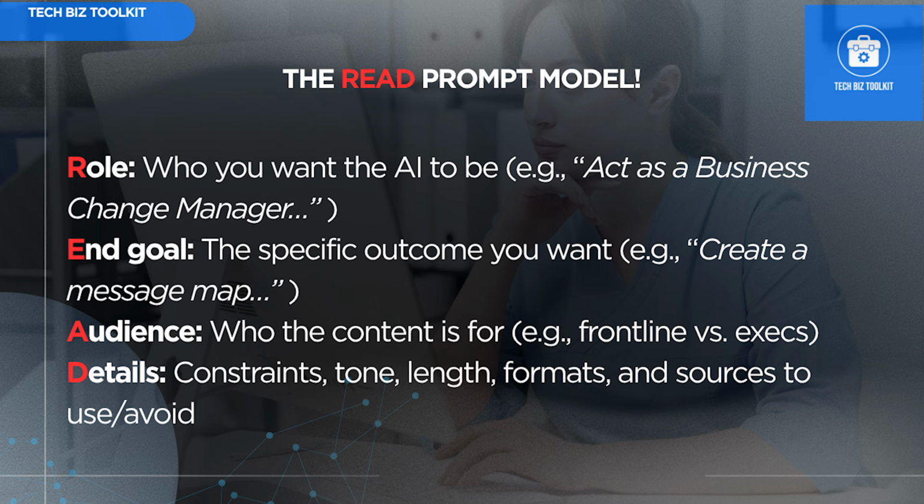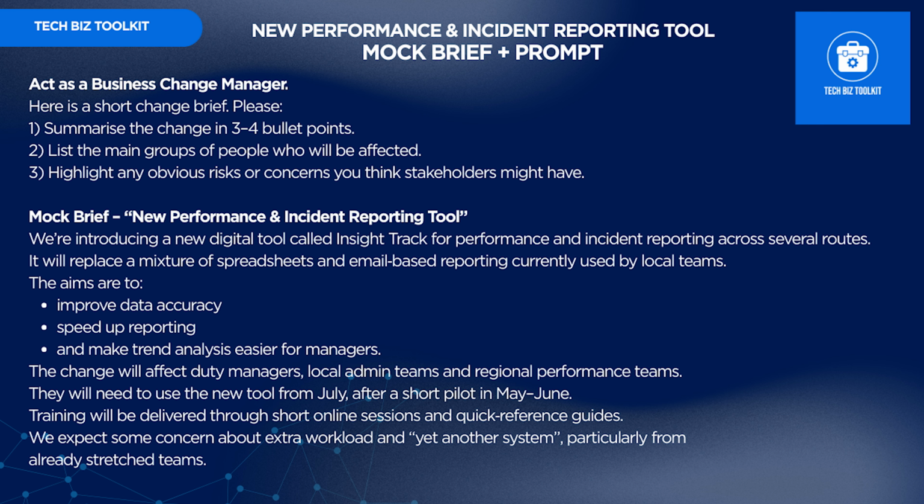I'm going to give you 2 examples of how easy it is to use this model to get information that you may need. I will read the mock brief to you. We're introducing a new digital tool called Insight Track for performance and instant reporting across several routes. It will replace a mixture of spreadsheets and email-based reporting currently used by local teams. The aims are to improve data accuracy, speed up reporting, and make trend analysis easier for managers. The change will affect duty managers, local admin teams, and regional performance teams.